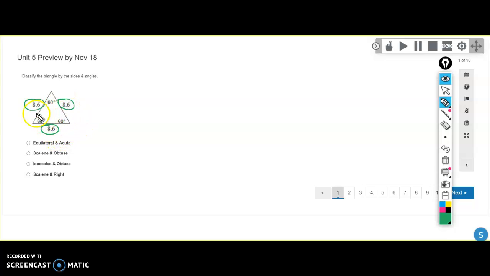And what I see is I have 3 equal sides and 3 equal angles. That means I have an equilateral triangle, so I'm going to look for equilateral. And all of my angles are less than 90 degrees, which makes them acute. So equilateral and acute.